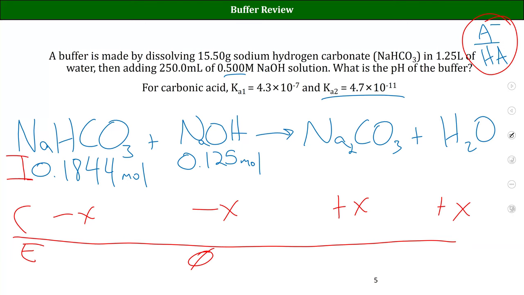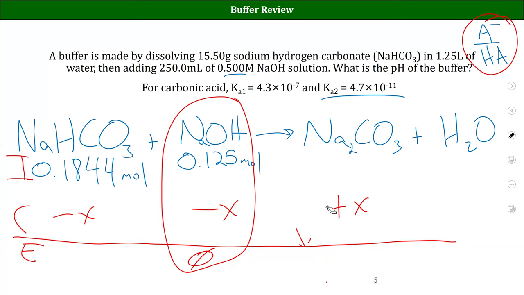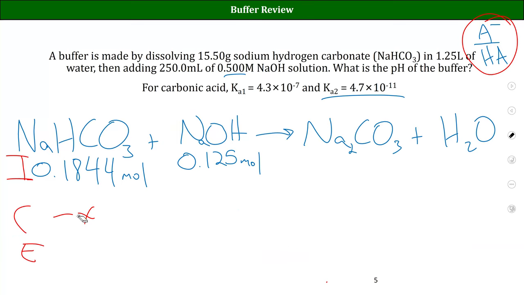That right there, this column, is enough to figure out what X is. What's X? It'd be 0.125 moles of sodium hydroxide. We're using all of the hydroxide up because we have less of it, so we have no moles left. That tells us what X is. So coming back over here, we're trying to get to this ratio, so we can plug it into the Henderson-Hasselbalch equation.